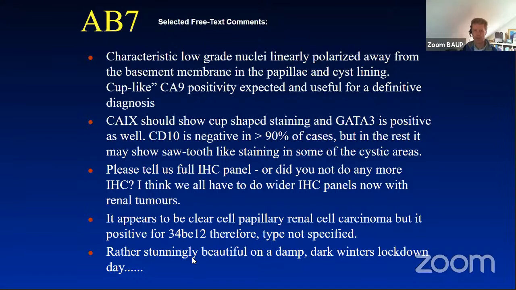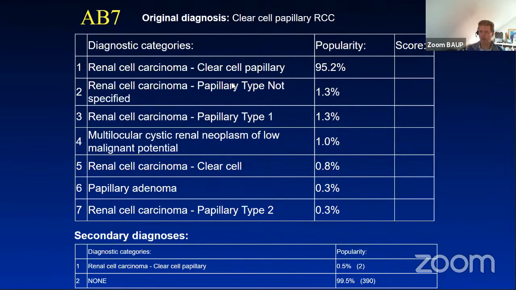And some people wanted more immuno. And some people are very sad that these will make up their day beautiful when it's dark winter's lockdown. But never mind. So these are the diagnoses we've got. We've got a clear cell papillary at 95%, a standard papillary 1 and 2, a multilocular renal cystic neoplasm of low malignant potential, a clear cell carcinoma, and a papillary adenoma. But with 95.2%, that seems pretty good. Have we got any questions, Nick?